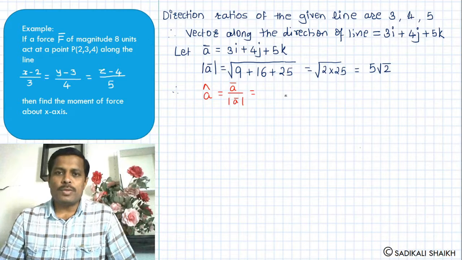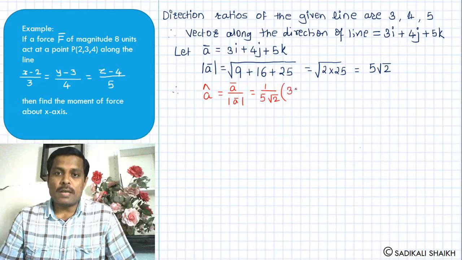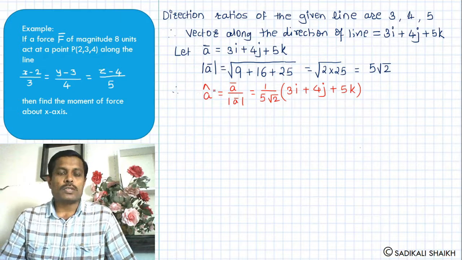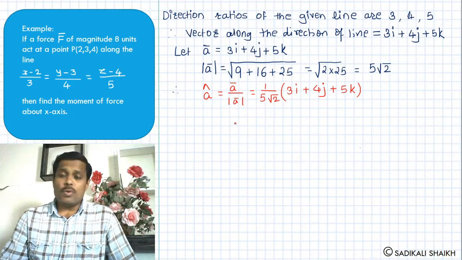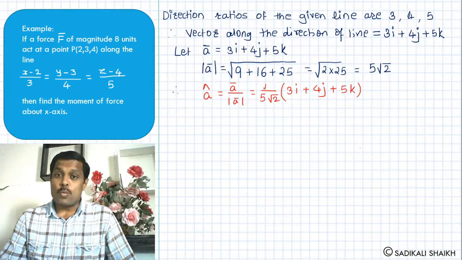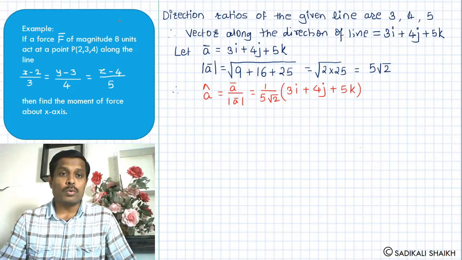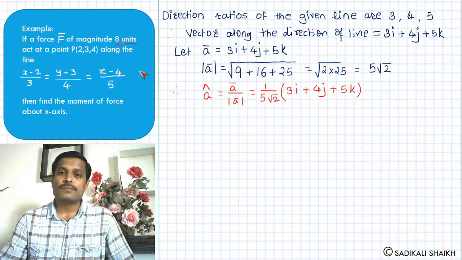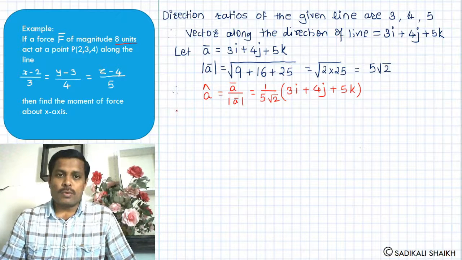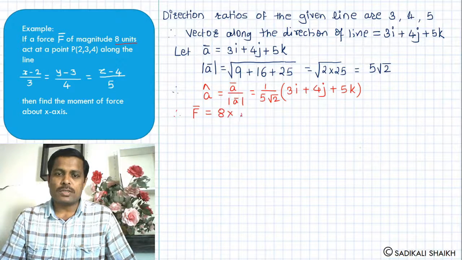So the magnitude is 1 upon 5 root 2, and a bar is 3i plus 4j plus 5k. So this is your what? A cap. Now it will give you only the direction of the force with magnitude 1. It is a unit vector so the magnitude is 1, but the force I need has magnitude 8, as they said here. So therefore the force F bar is equal to 8 times a cap.